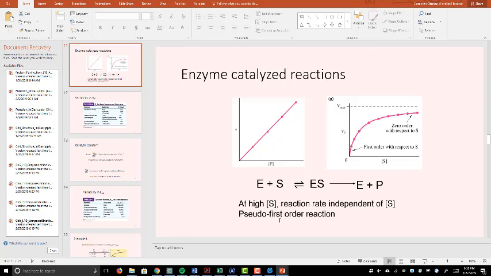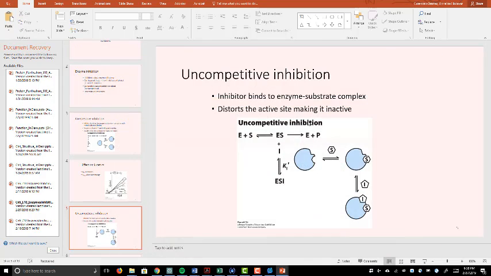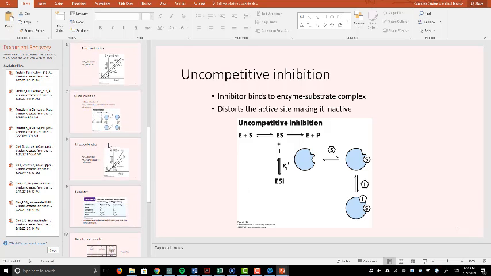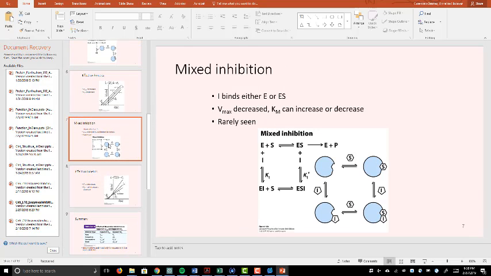can't do chemistry. The last is mixed. Again, you said mixed or is it uncompetitive, but we're just going to say mixed. And the reason why we call it mixed is because the effects are mixed. It can either bind to the enzyme like a competitive inhibitor, or it can bind to the ES like the uncompetitive inhibitor. And so the result of this is that no matter what, the Vmax is going to decrease. However, the Km can increase or it can decrease depending.